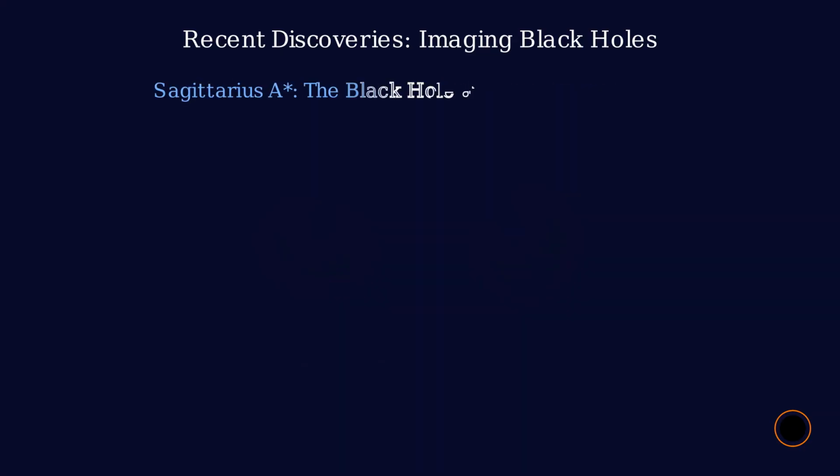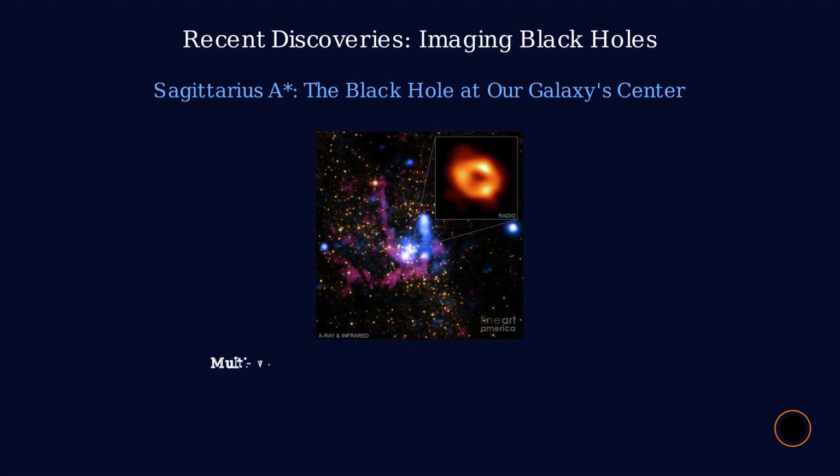In 2022, the EHT team revealed an image of Sagittarius A star, the supermassive black hole at the center of our own Milky Way galaxy. This region had been studied for decades using other wavelengths, but directly imaging the black hole itself was a tremendous scientific achievement.